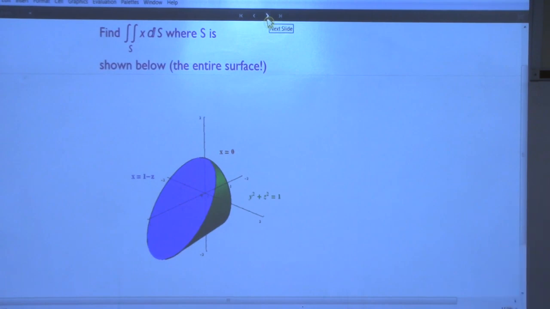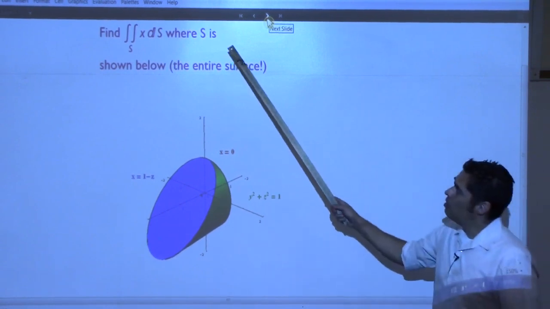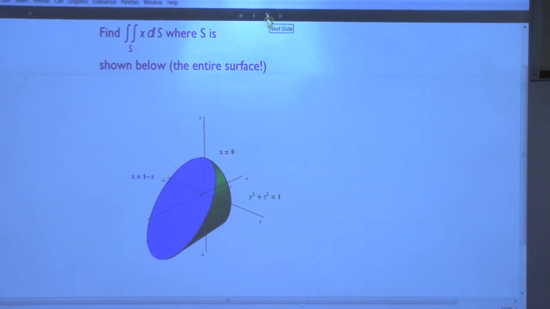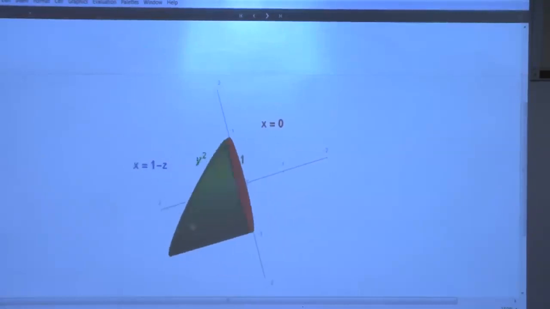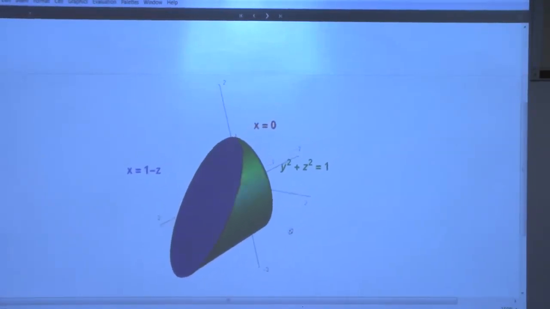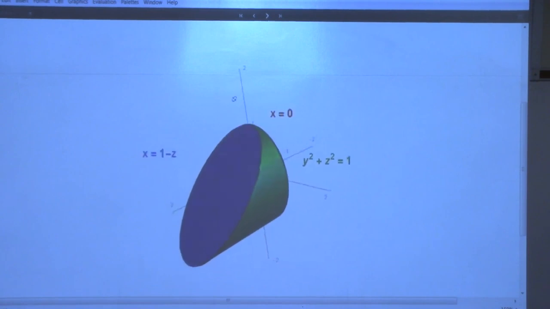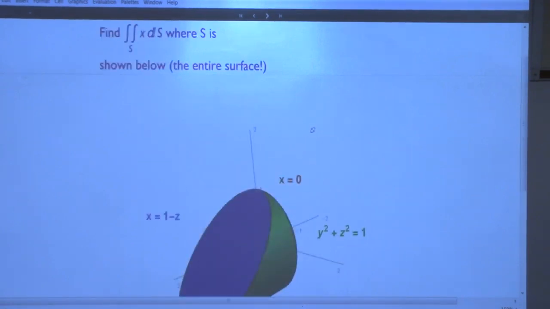Find the surface integral over the surface S of x with respect to the surface area, where S is the surface shown below. Okay, this is tied into why I gave you that handout and why we took some time on it, right?